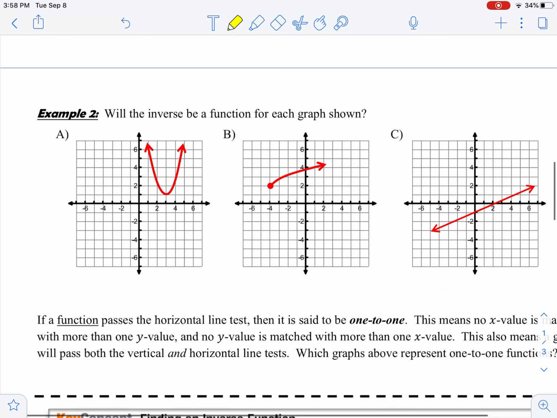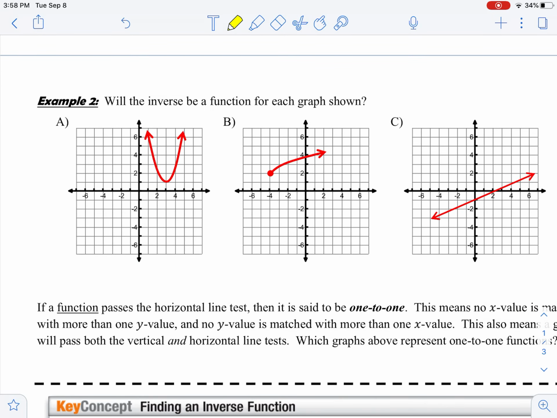Oops. Okay. So this says, will the inverse be a function for each graph? So first off, let's go through and make sure we understand. Looking at this, is A a function? No. Is B a function? Is A a function? Yes. Is B a function? Yes. Is C a function? Yes. They all pass the vertical line test.